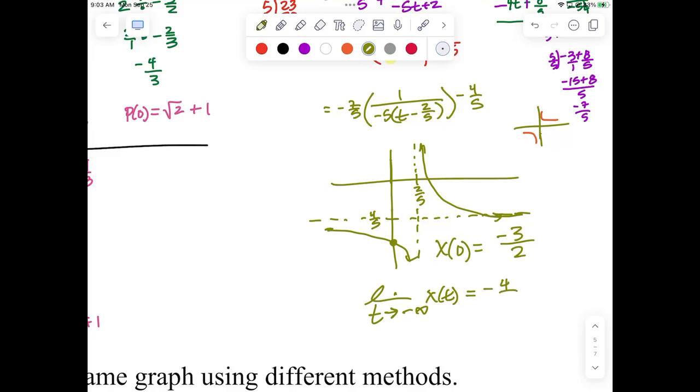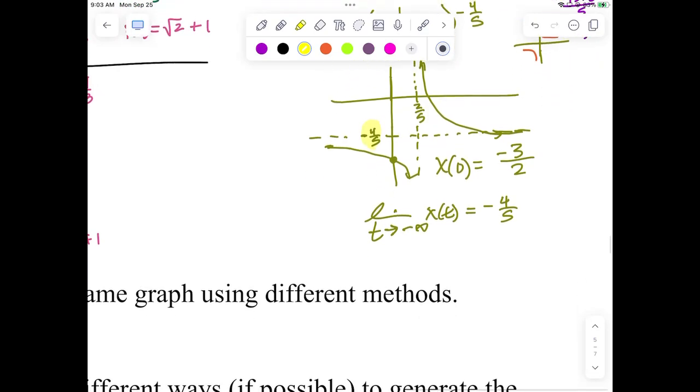Negative 4/5. Okay, good. I can't trick y'all at all. I don't even want to trick y'all. I just want to quiz y'all. Yeah, we're approaching the horizontal asymptote, which is at negative 4/5. Very good. Oh, I got to do one more just because it's irresistible.